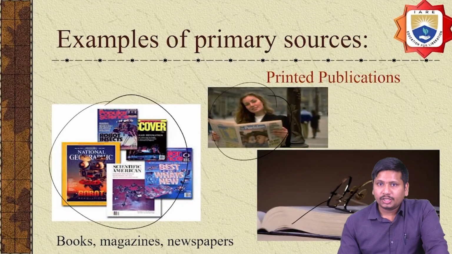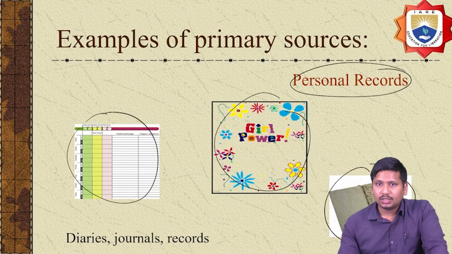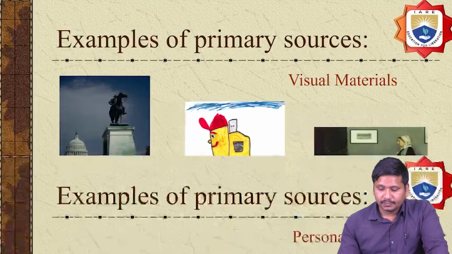So the printed publications: one example of a primary source, as I just said, would be magazines, books, and newspapers. All of this comes under examples of primary sources. And personal records like diaries, journals, records, whatever it may be, should also be an example of a primary source.